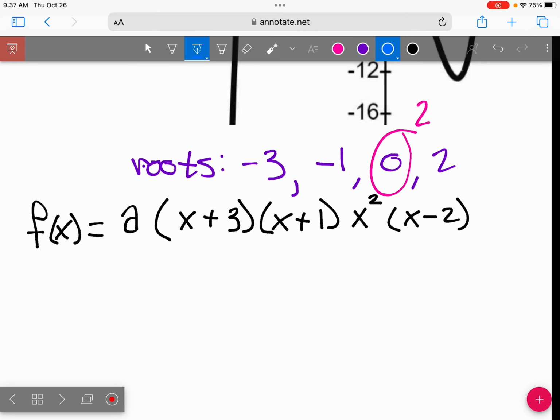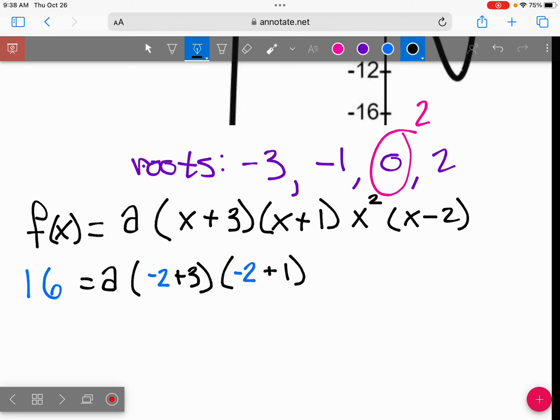So we're going to substitute that in, and I'm zoomed in so I can't see my point anymore. So our y value is 16. We don't know our a, and we're going to substitute in our x of -2. And again, you don't have to necessarily write these all out. I'm going to so that we can see what they are, but if you want to simplify them as you substitute it in, I'm pretty sure most of y'all can do that. You should be able to do that.